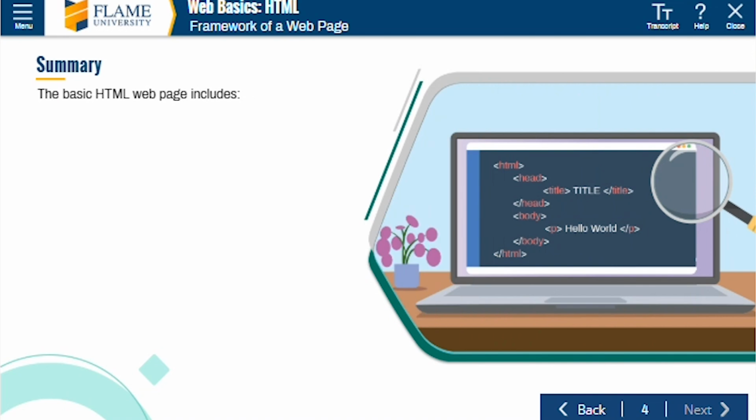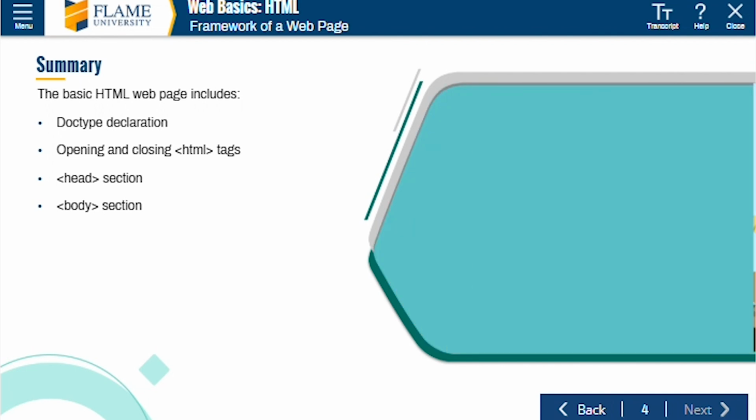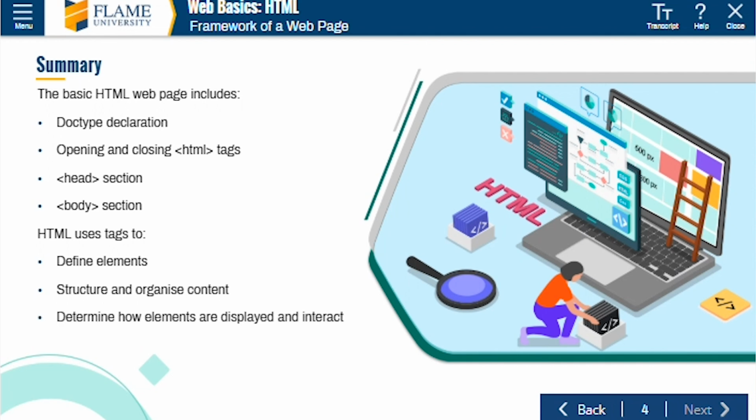While building a web page, it is important to keep in mind that the basic HTML skeleton includes a doctype declaration, an opening and closing HTML tag, a head section for metadata, and a body section for the main content, setting the foundation for a web page. HTML uses tags, enclosed in angle brackets, to define elements, which consist of opening and closing tags with content in between. Tags structure and organize content on a web page, creating a hierarchy that determines how elements are displayed and interact.